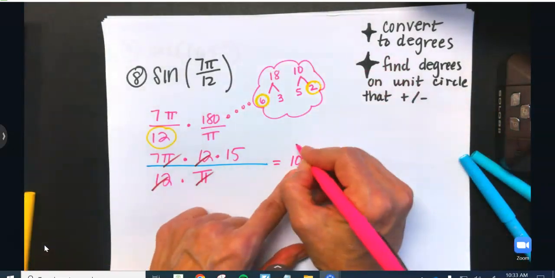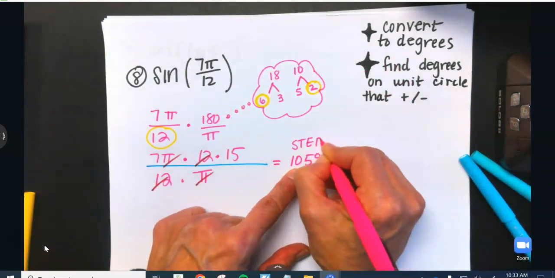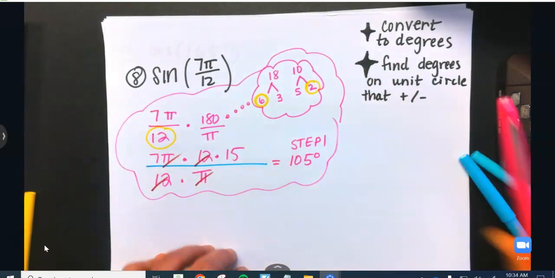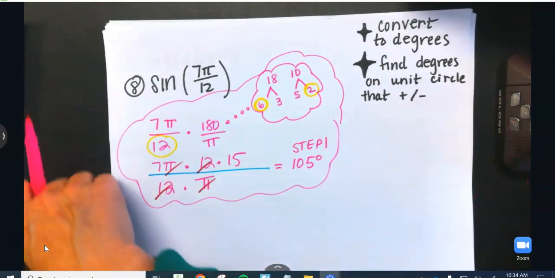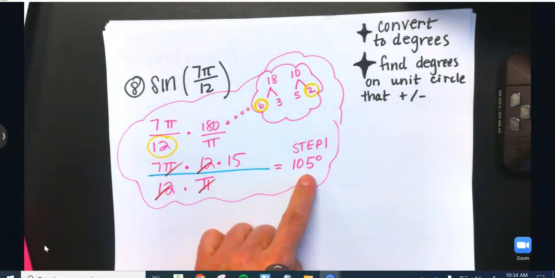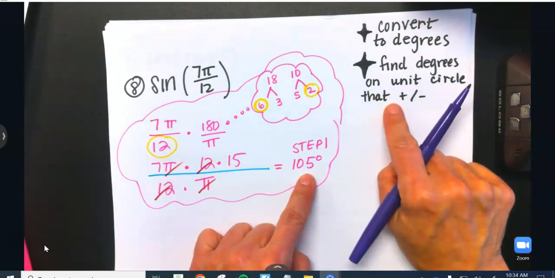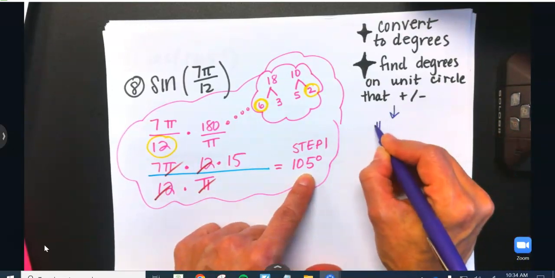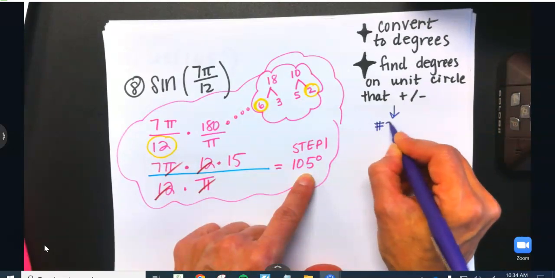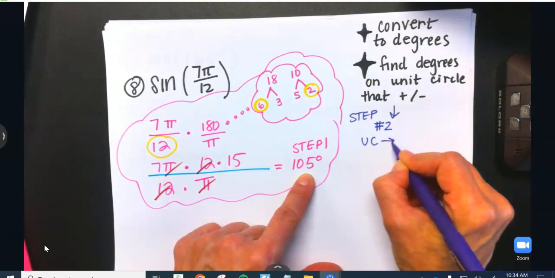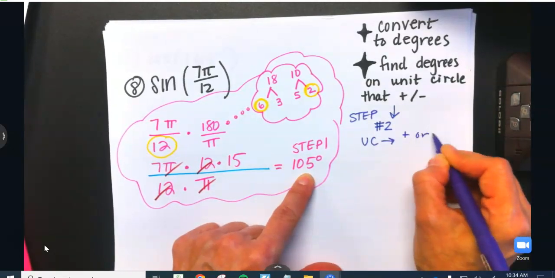All of this was step 1. So step 1, I put in pink. That was your first investigative step. Your next step is to find stuff on the unit circle that either adds or subtracts to this. Unit circle that adds or subtracts.